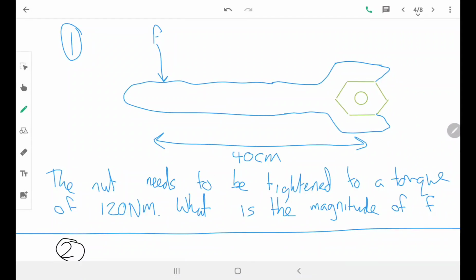So, question 1. The nut needs to be tightened to a torque of 120 newton meters. What is the magnitude of F? That's a spanner on a nut.